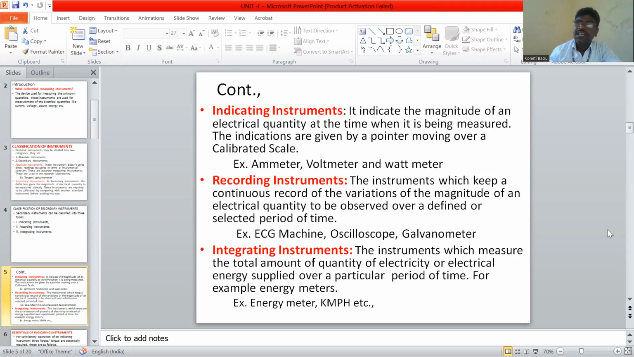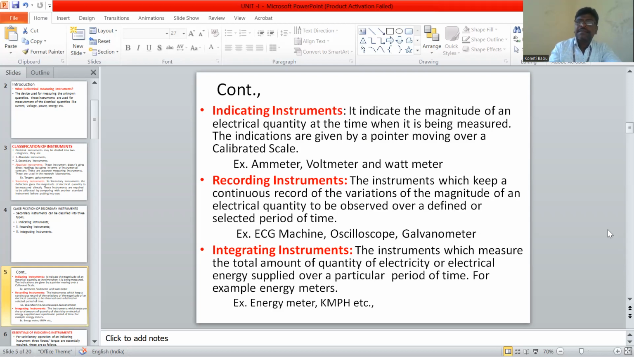The third type of instrument is the integrating instrument. These instruments measure the total amount of electrical quantity or electrical energy supplied over a particular period of time. For example, an energy meter, or kilometer per hour, etc. These meters continuously measure the value over a period of time, so they are integrating instruments.